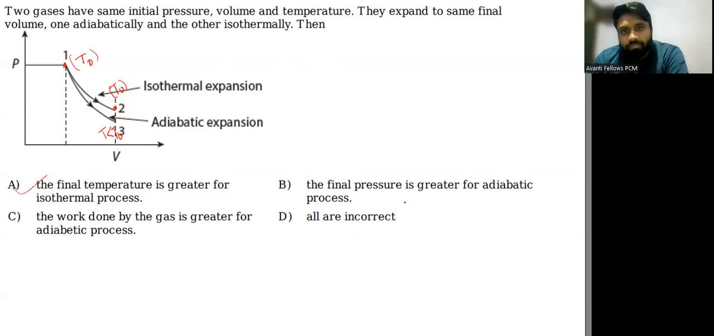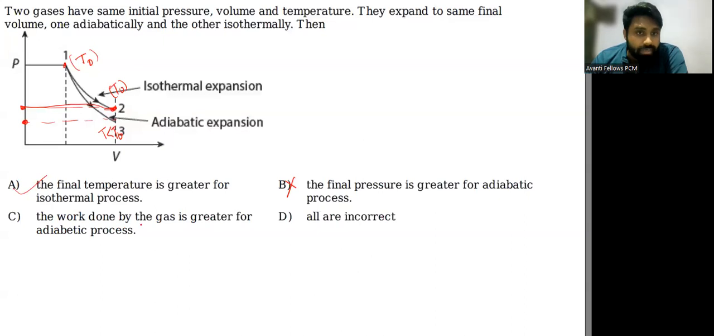Now, the final pressure is greater for adiabatic process. Now we know that the pressure graph is given to you. If you compare the height, the pressure for 2, which means isothermal, is greater than pressure for 1, which is adiabatic. So this option is incorrect. Final pressure of isothermal is greater than the adiabatic.